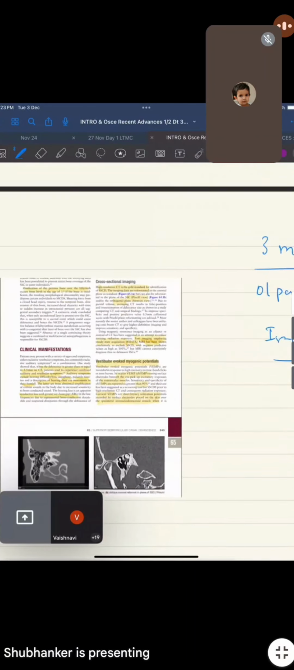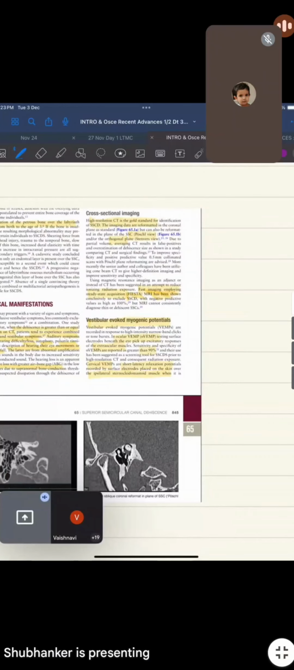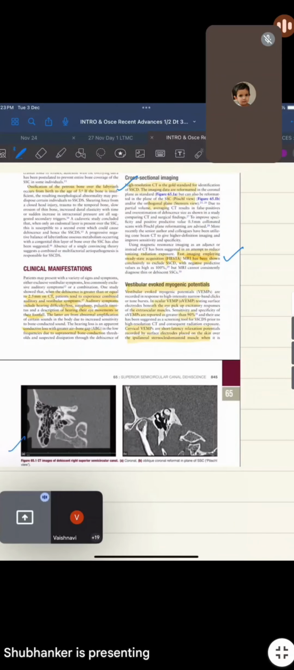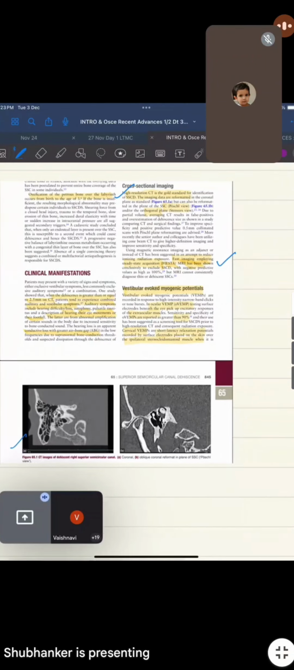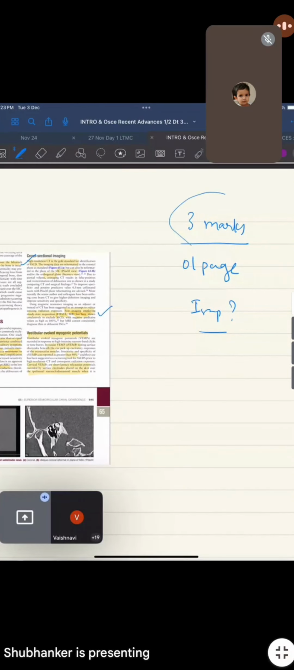Okay, so this image is from Scott Brown itself. I'll just read out 3 points. First one, HRCT is the gold standard of this. Full form is this, and just see this image. The same image almost which is there in the DNB exam. This page is from your Scott Brown, and in one single page you are getting 3 marks.